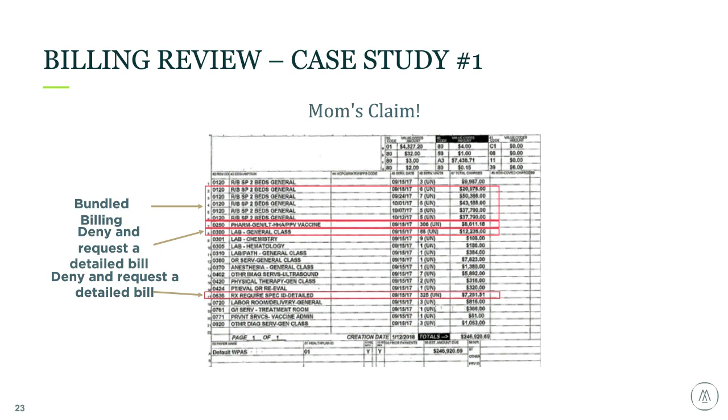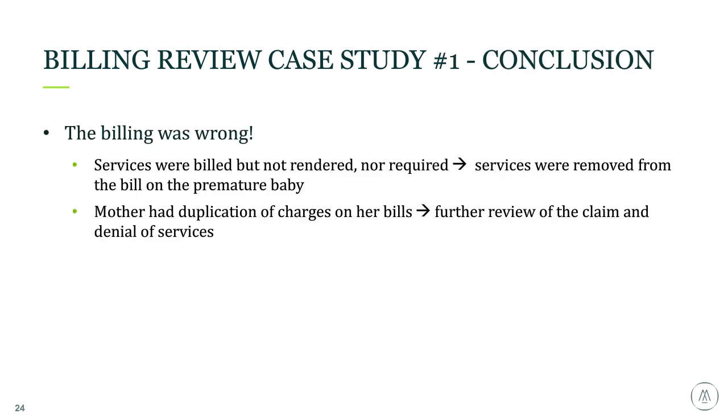So these are all details that are extrapolated from a bill, and we in turn were able to bring cost savings to the plan. What we were able to determine was that there were multiple services billed that were wrong, as you saw with the speech therapy and the physical therapy for the child. Those were removed from the bill. And the mother, of course, had duplication of charges on her bills. And in each case, we were able to bill back to the hospital and seek a refund.